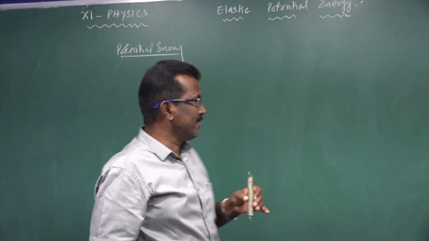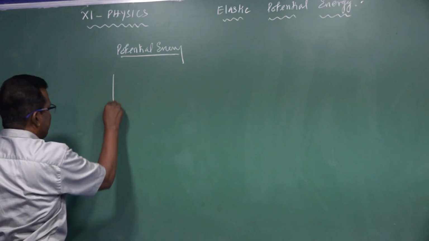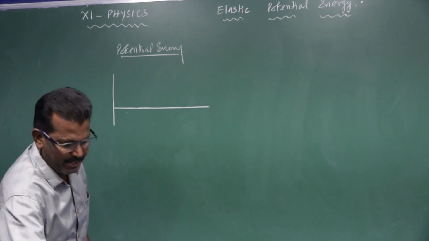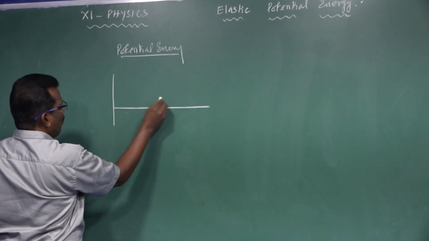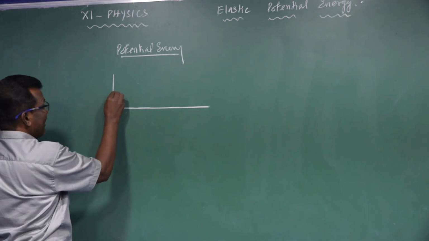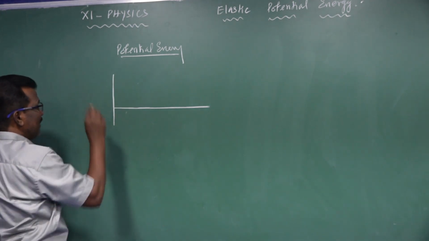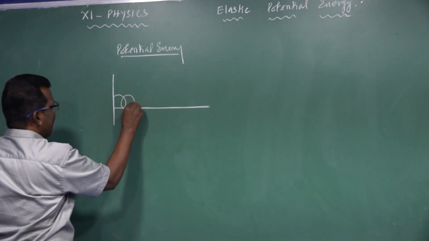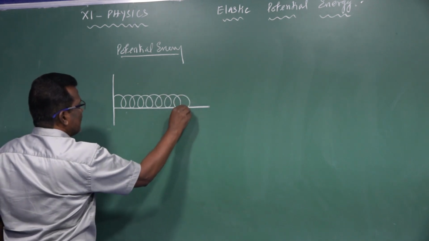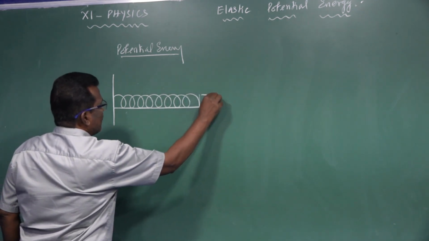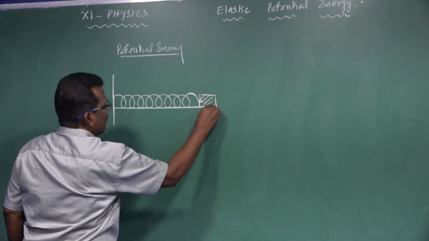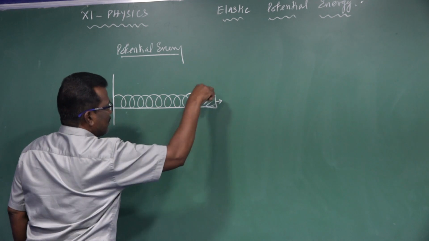Okay. Let us consider a spring placed on a smooth board. The same spring placed on a smooth board. One end of the spring is fixed on the side, and another end is connected to some mass. That is the mass of the body.